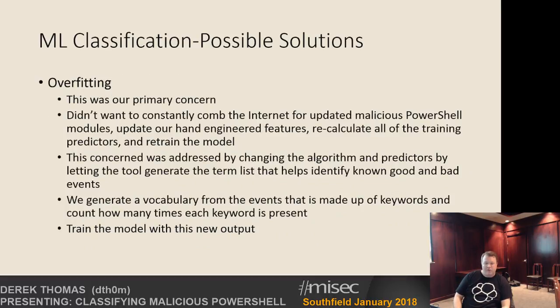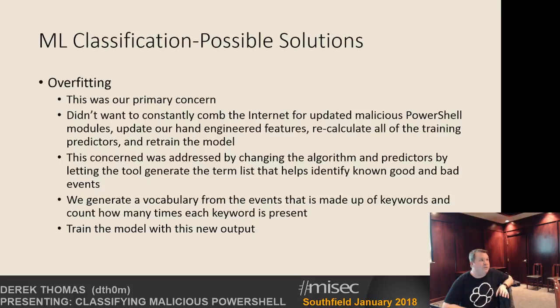So really for us, overfitting was our primary concern. Another thing, we're hand engineering those predictors of what's malicious and what's benign. I looked at all malicious samples and said, okay, this is what I think is malicious. That's kind of overfitting because we're looking at the data, and I'm basically saying, here's how we can detect all the malicious data. So we don't want to constantly comb through this, and we address this by changing the algorithm and the predictors.